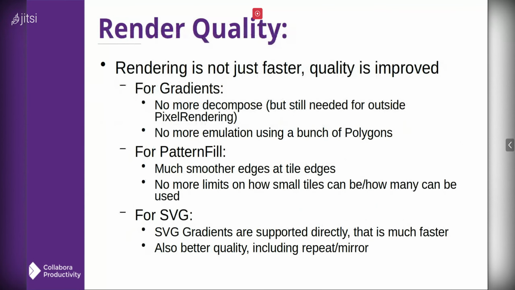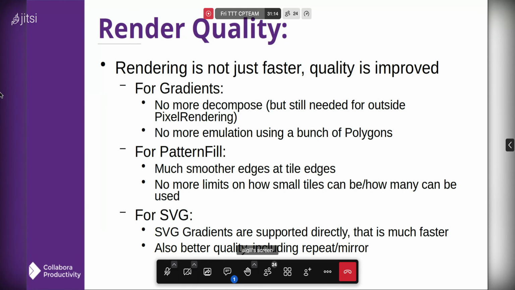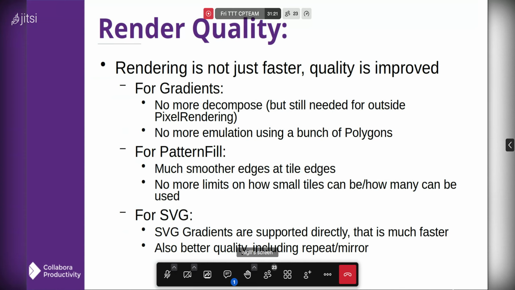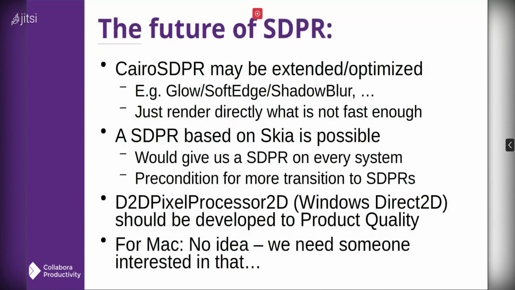There's one strange mode: render quality. Rendering is not just faster, the quality is also improved. For gradients, of course, because no more decomposition is needed for overlapping single colored polygons. So for pattern fill, it's much smoother and no more limits on how small the tiles can be. And for SVG, as you have seen, gradients are supported directly. This makes a big difference.